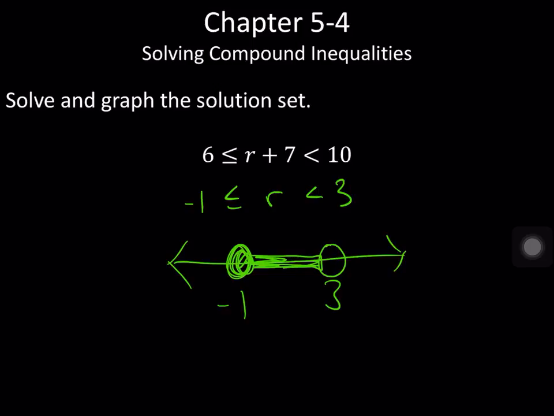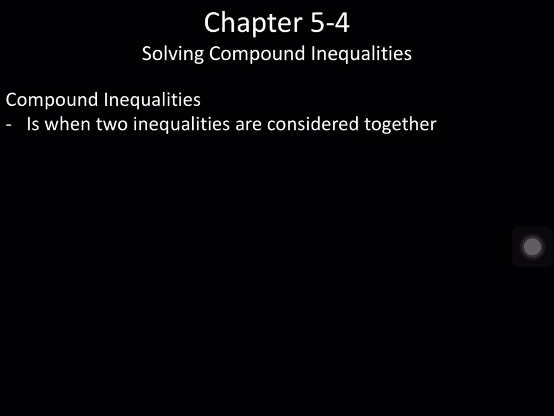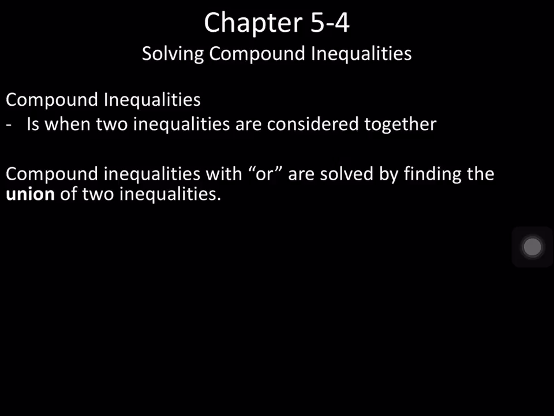Okay, so let's go ahead and look at or inequalities. Again, compound says that we're doing two inequalities and we're doing them at the same time. Or inequalities are solved by finding the union of two inequalities, and that simply means that we're going to put them together. Union means we're going to put together. So where the and, we had to specifically have an overlap.